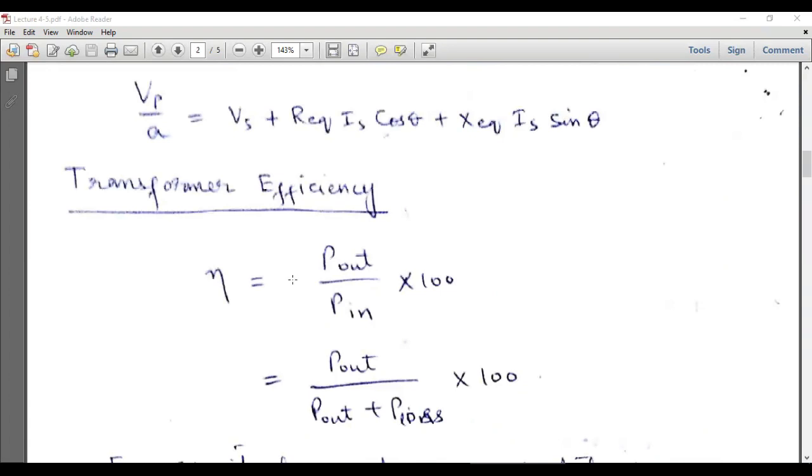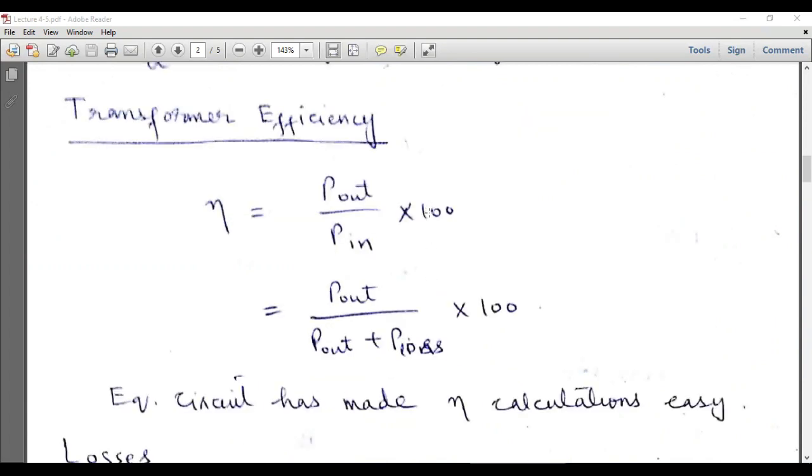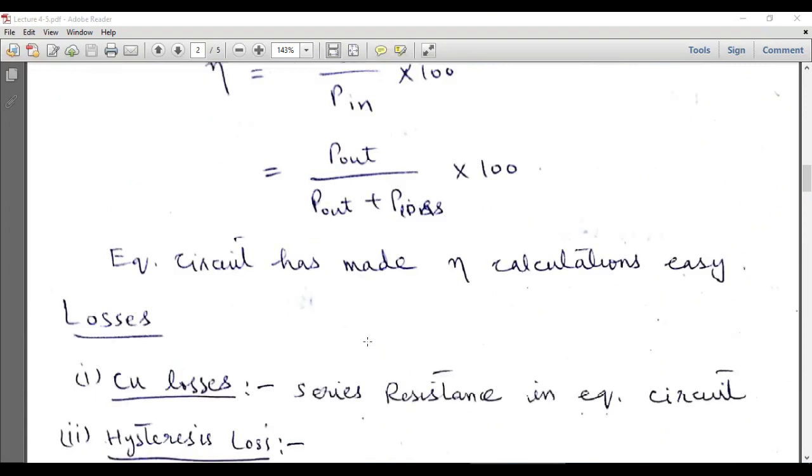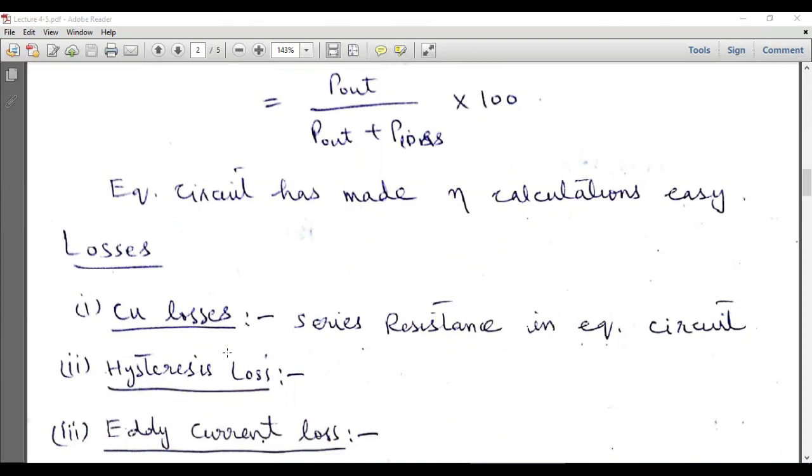So the transformer efficiency can be calculated by dividing the output power with the input power and multiplying their ratio with 100. So it will give us the percentage. And we can also write P out over P out plus P loss, because the input power is equal to the output power plus losses. So equivalent circuit has made efficiency calculations very easy. So if we can understand the equivalent circuit of a transformer efficiently, then the efficiency calculations will not be any big problem.